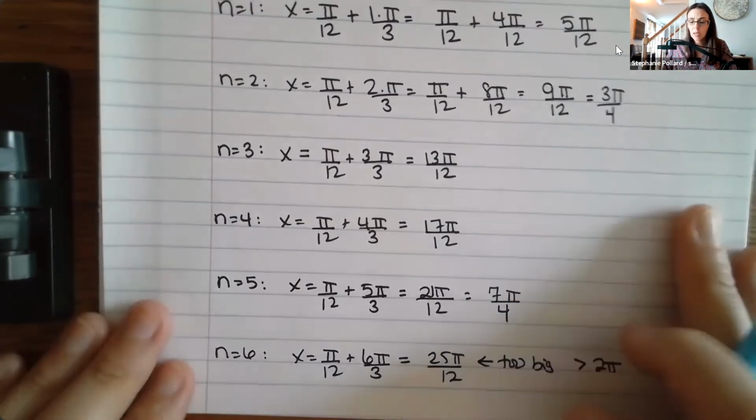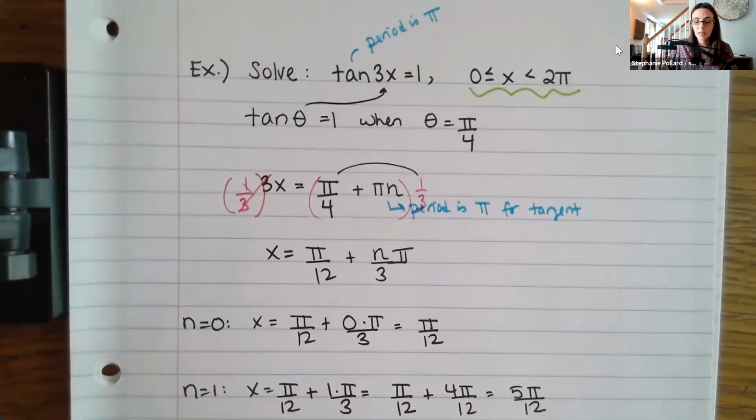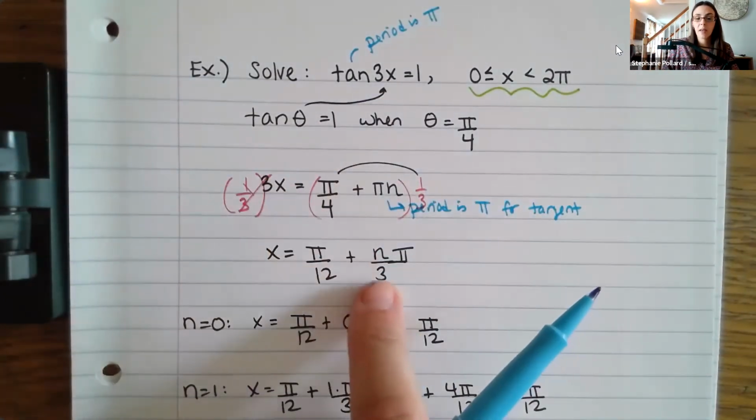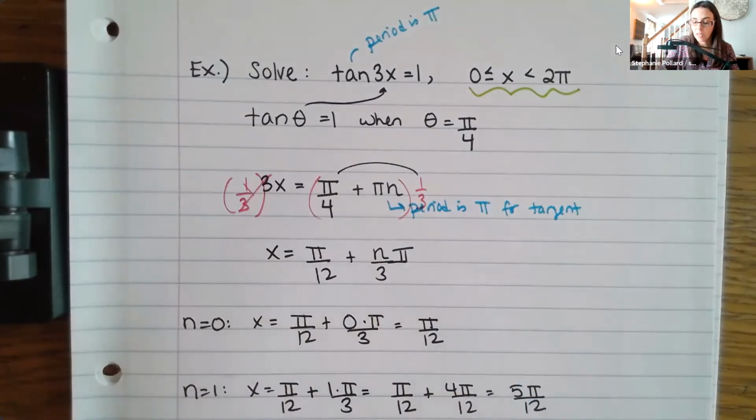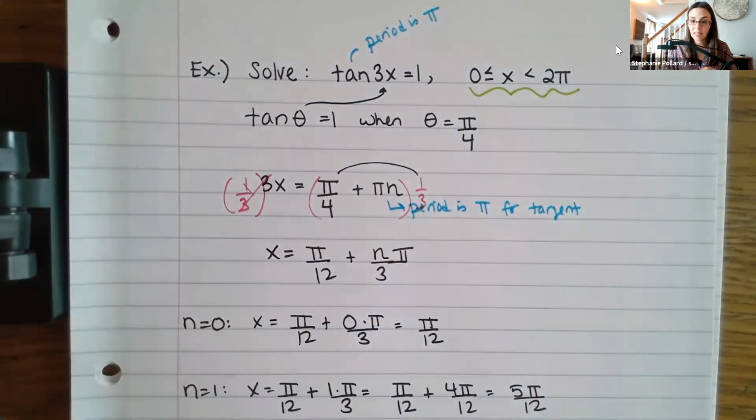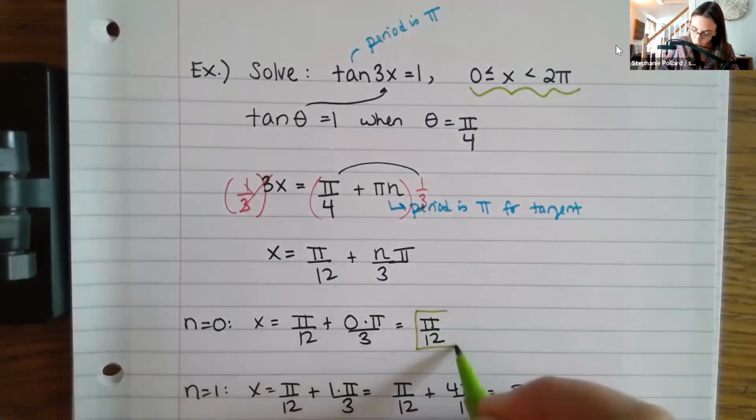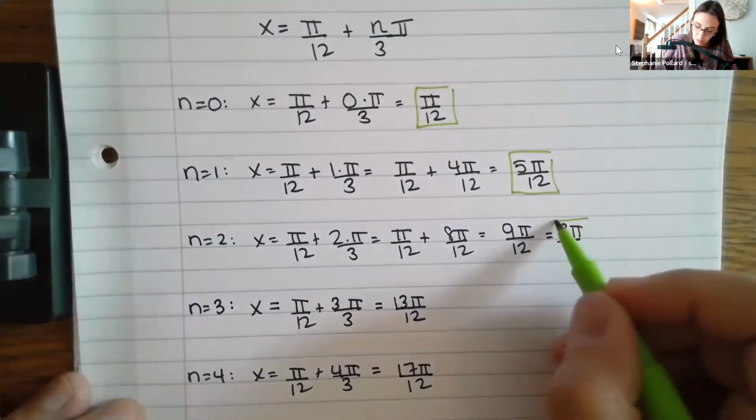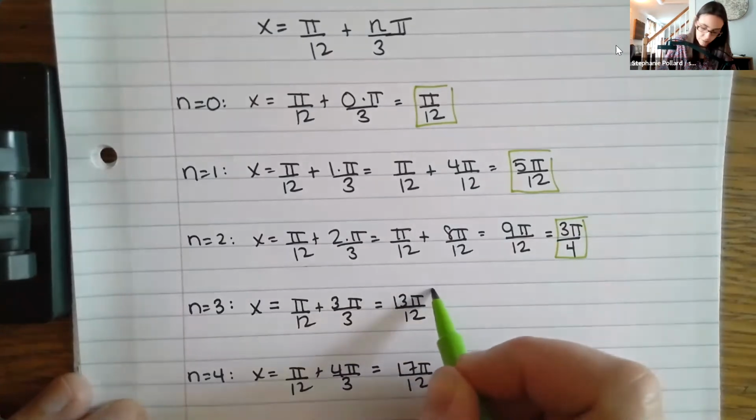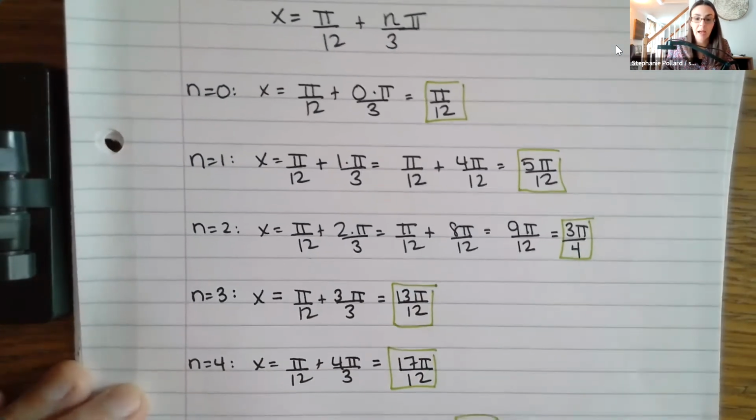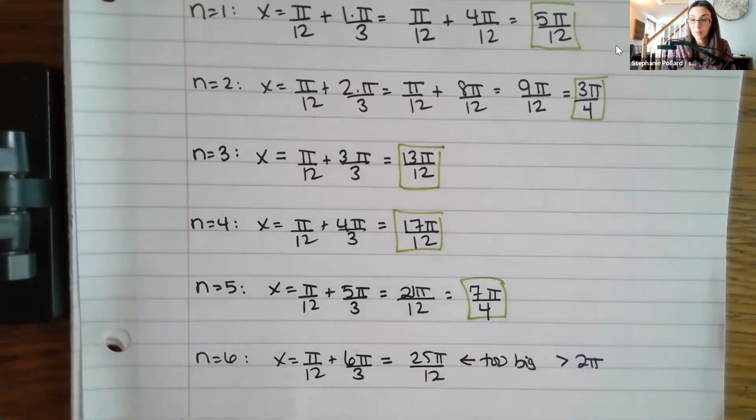So for this one, again, this one was a lot of work because not only did we have to figure out the angle a little bit in more detail, but because they didn't want all the answers, they only wanted answers between 0 and 2 pi, we have to specifically find those. So it was pi over 12, 5 pi over 12, 3 pi over 4, 13 pi over 12, 17 pi over 12, and 7 pi over 4. Those would be the specific answers here.